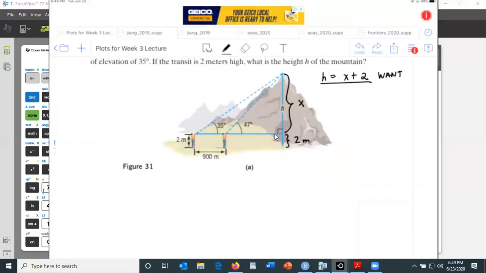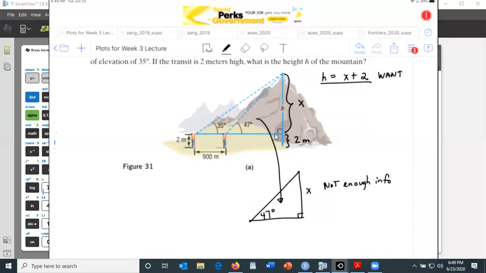So let's bring that down. There, it has a side of x and a 47-degree angle. But the problem right now is there's not enough info to solve this. Remember, trig ratios involve at least 3 numbers. And right there, we only know 1 number and the right angle, so that's really 2 numbers that I know. I need to know at least 3 for a trig ratio, and we don't have that.